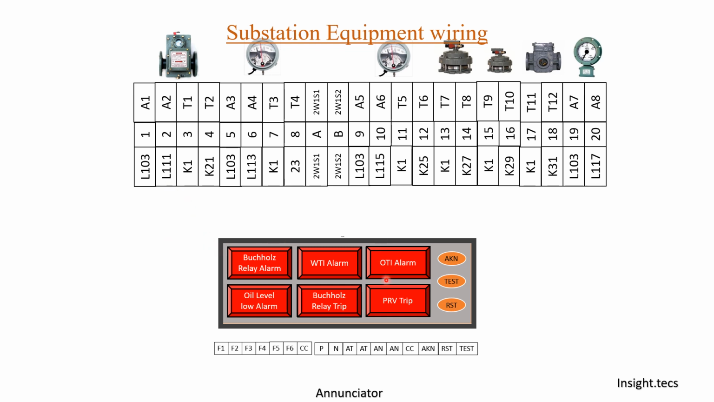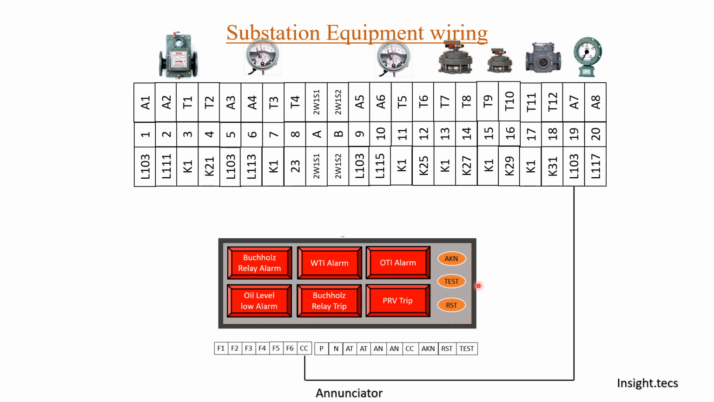You can see in the annunciator there are different windows for all different kinds of alarm and tripping. For Buchholz relay we have Buchholz relay alarm, WTI alarm, OTI alarm, and oil level low alarm. Okay, for each alarm we will require a common wire over here, right? We have seen this kind of wiring in the annunciator video separately, so in the description box there is a link for the annunciator video also, you can see in detail in that video, right?